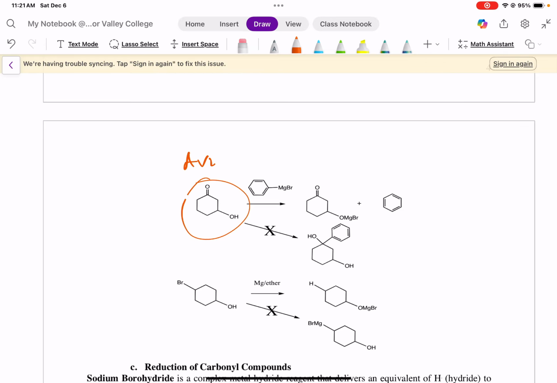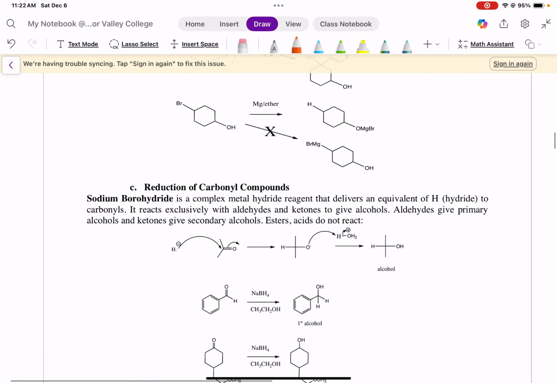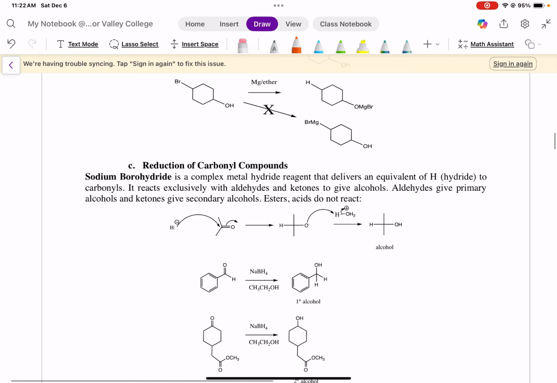Now these are not something to worry about. It is something that we want to avoid using this compound because of the OH. The carbon will go after the hydrogens, instead of going after the one that we want, the carbonyl carbon.